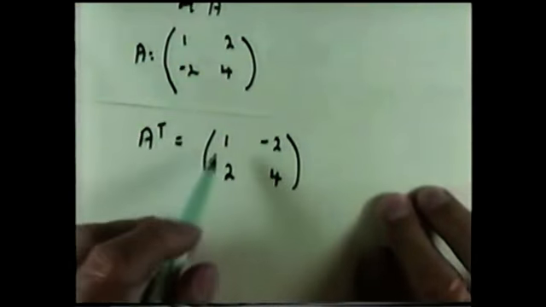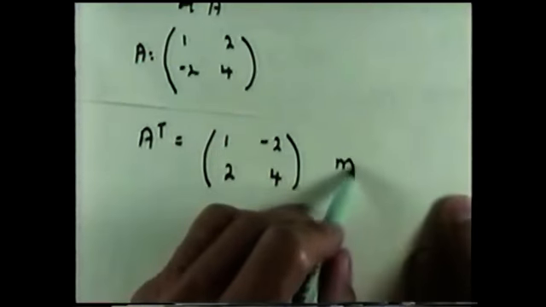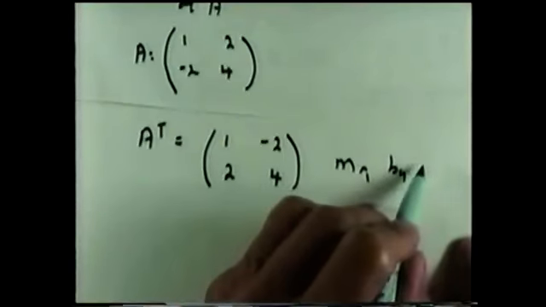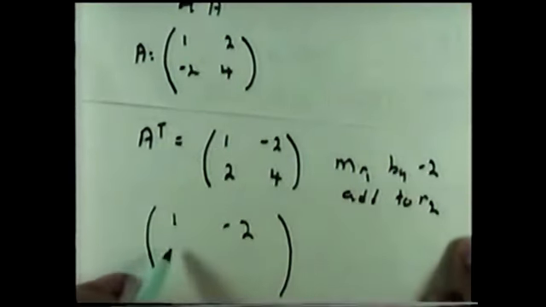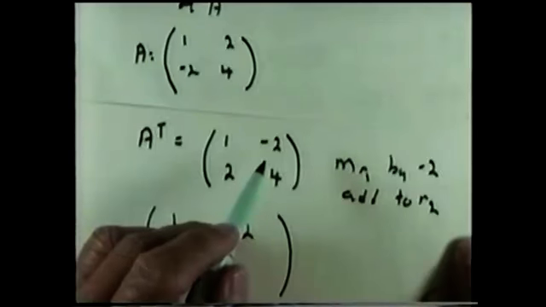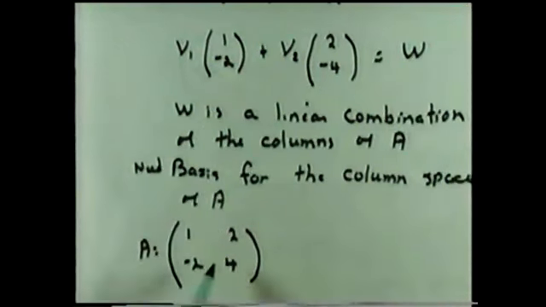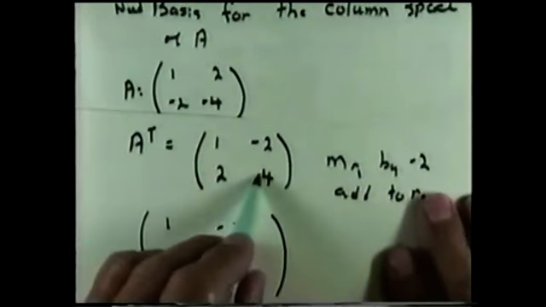Row reduce. What I'm going to do is multiply row 1 by -2, add to row 2. -2 times 1 is -2, plus 2 is 0. -2 times -2 is, now this should be 2, -4. I just wrote it down wrong. That's why it's not working out.